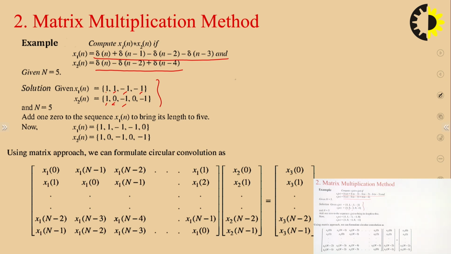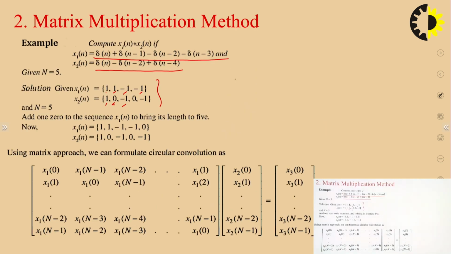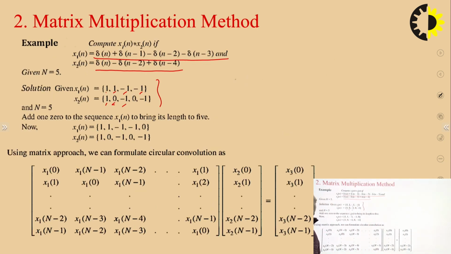Okay, so in the matrix multiplication method, this is basically our approach. In this case we take one of the sequences, any sequence you can take. Let's say we are taking the first sequence. The lengths of both these sequences are 5, so there is no requirement of zero padding. First of all we check whether there is a requirement of zero padding or not. Here in this case there is no requirement of zero padding.